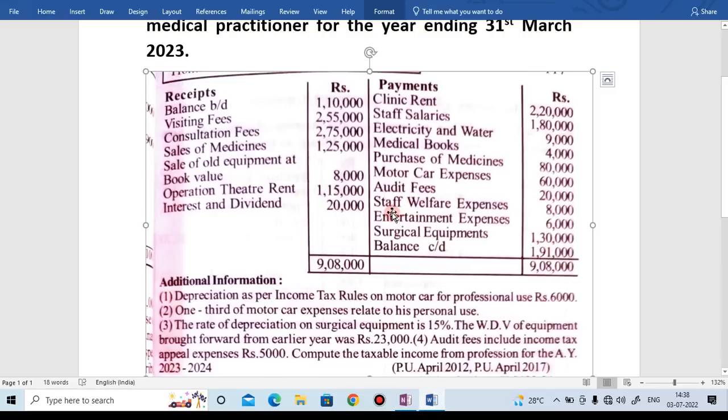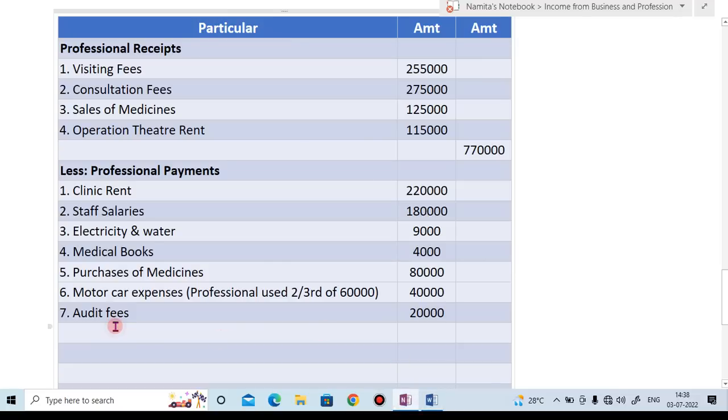After audit fees, next is staff welfare expenses 8,000. So staff welfare expenses, yes, it is related to the professional field of medicines. Staff welfare expenses 8,000.